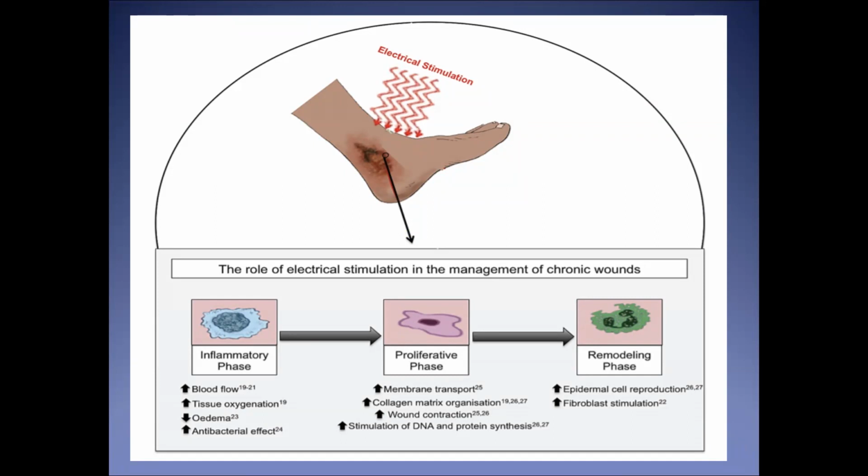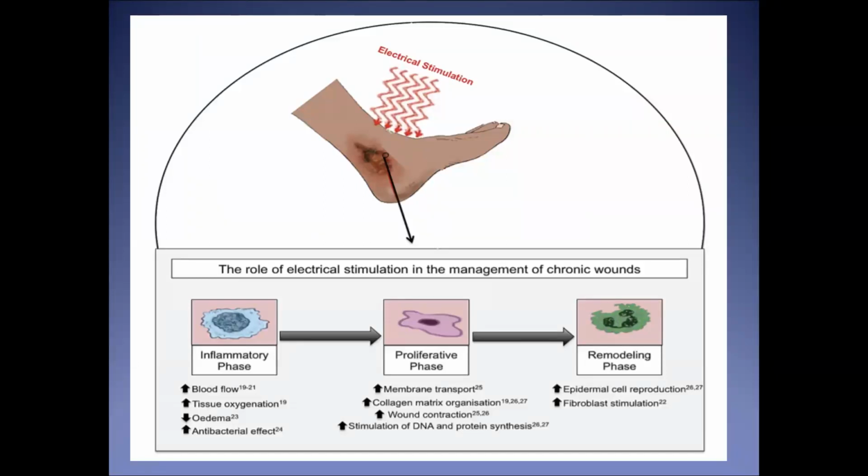So when we have a wound, we use e-stim for it. In the inflammation phase, it's going to help increase blood flow. I thought this chart was fantastic. I hope you can see it, because it tells you what e-stim can be used for. In that inflammation phase, it'll increase blood flow, increase tissue oxygenation, and it can decrease edema, and it'll increase antibacterial effect.